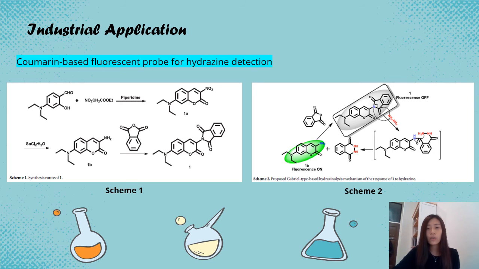The reaction shown in scheme 2 describes that one nitrogen atom of hydrazine attacks the carbonyl of phthalic anhydride in probe 1, destroying the amide bond. Then another N atom of hydrazine attacks another carbonyl in probe 1. Therefore, when hydrazine attacks probe 1, a fluorescent compound is synthesized. Therefore, the probe designed based on Gabriel synthesis is able to detect the presence of hydrazine.